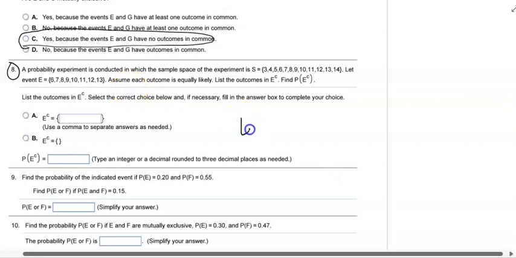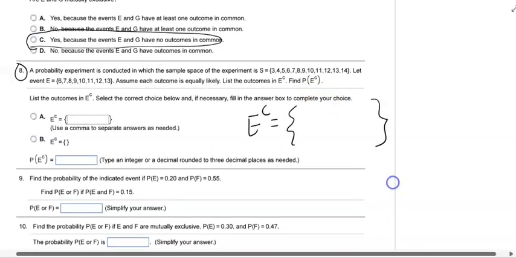Okay, E complement has all the outcomes in sample space S not in E. Therefore, E complement should have 3, 4, 5, and 14. Notice that 3 is not in E, 4 is not in E, 5, 14 are not in E. That's the E complement. And the first question is find E complement. The answer for A is the E complement. You type 3, 4, 5, 14 here.